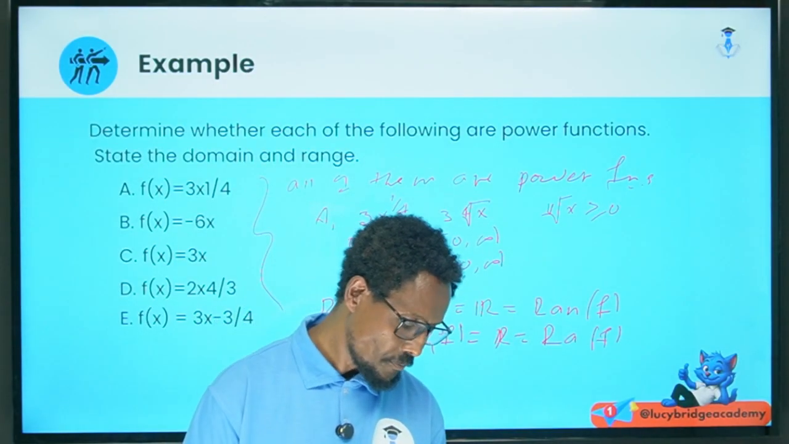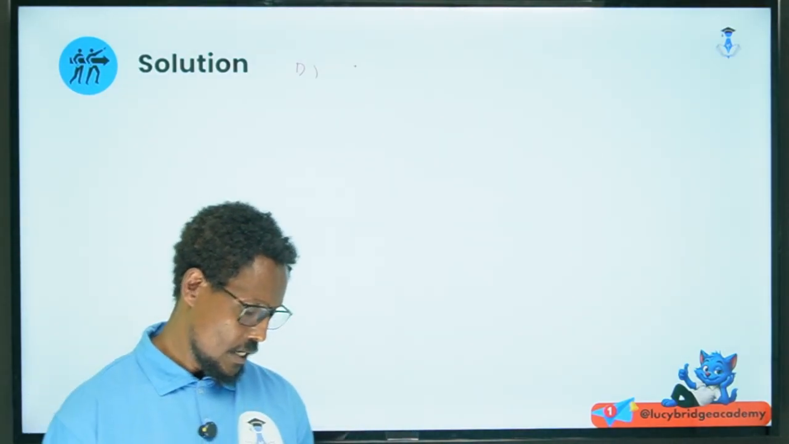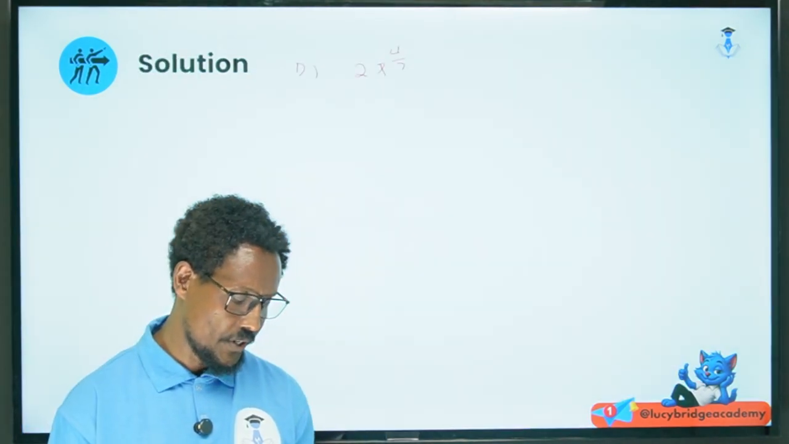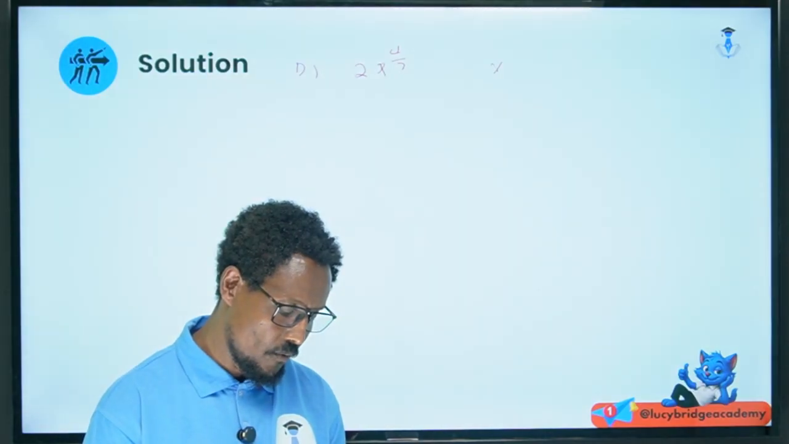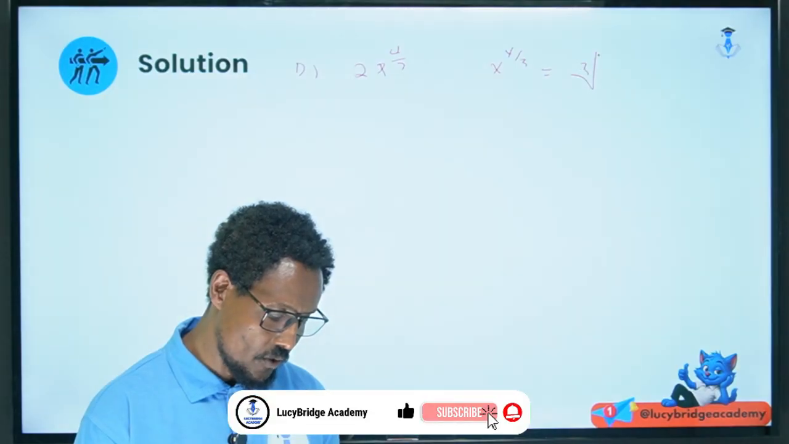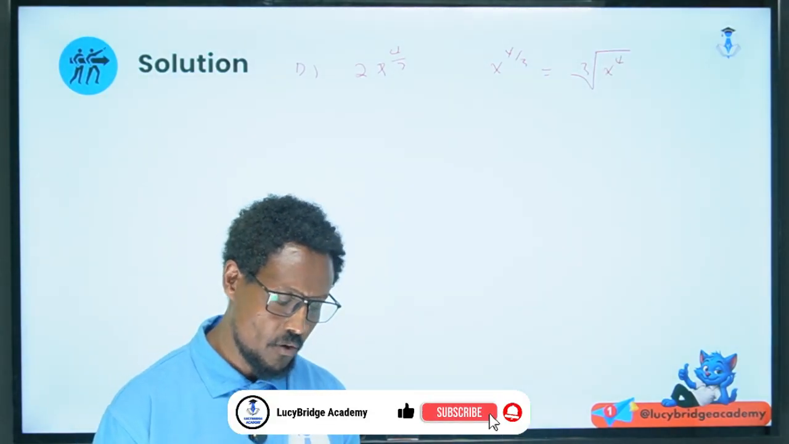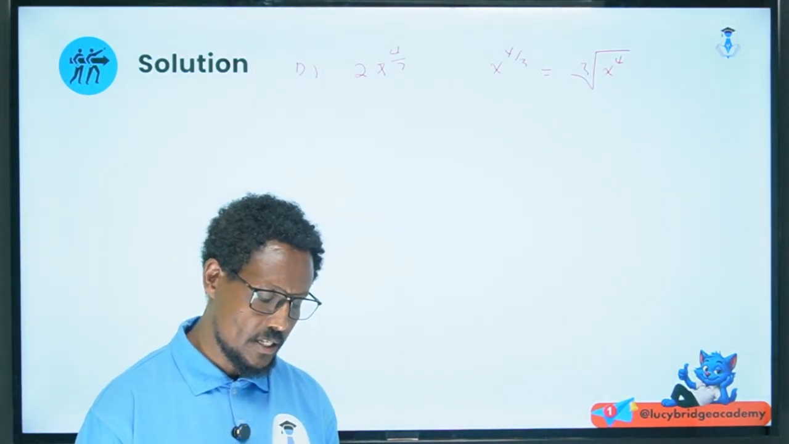Okay, let me see. D, 2x to the power of 4 over 3. 2 times x to the power of 4 over 3. Now x to the power of 4 over 3 means the cube root of x to the power of 4. Okay, for every value of x, this is defined.